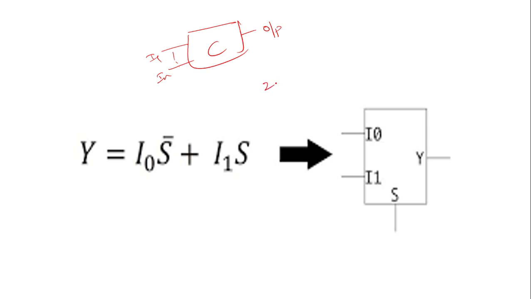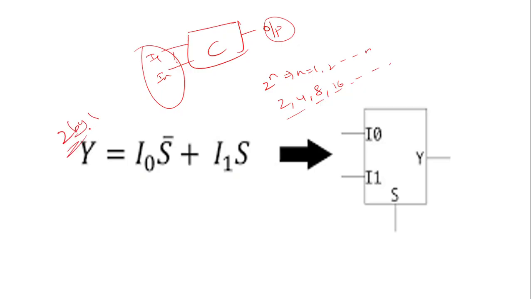The number of inputs is 2 power n, where n is 1, 2, 3 and so on. That means 2 power 1 is 2 inputs, then 4 inputs, 8 inputs, 16 inputs. You can give inputs like 2, 4, 8, 16, but the output will be single. In this video the Verilog code is only for the 2x1 mux. In upcoming videos you can see how to design 4x1 and 8x1 mux also. Till now we are going to look at the 2x1 mux.